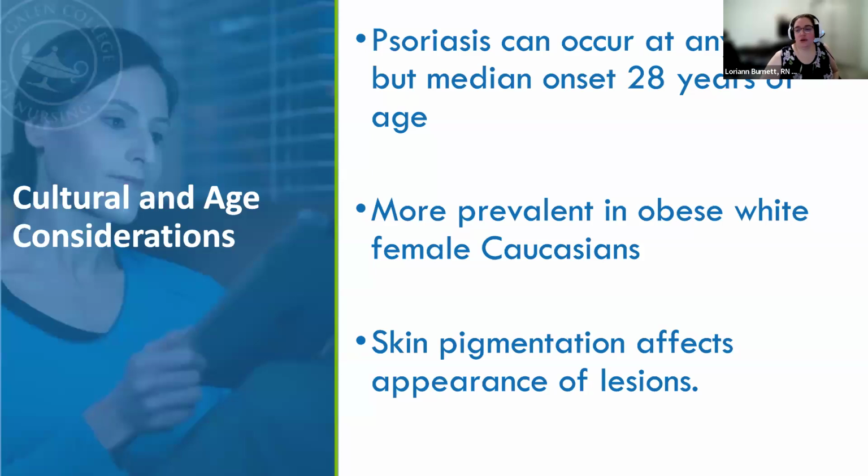So psoriasis can occur at any age. Usually median onset is going to be about 28. It's most prevalent in obese white female Caucasians. And again, if we have a darker toned individual that has psoriasis, it doesn't tend to be white or silvery. Your book does not describe what it would be like, just that it would be different in a darker skin tone person. So make sure you know that.